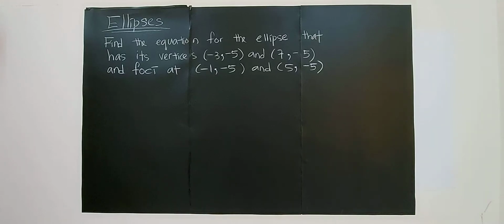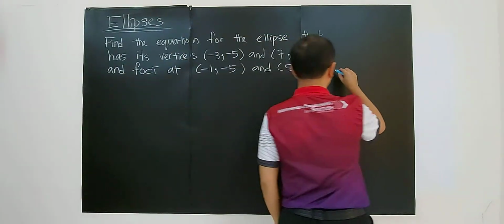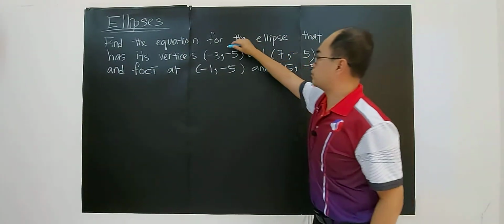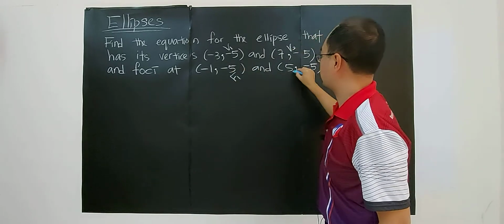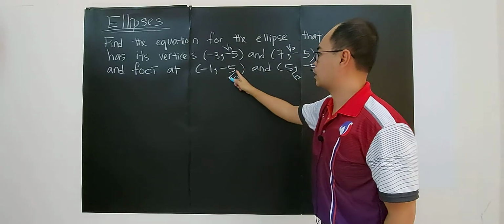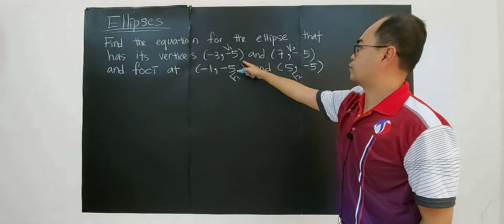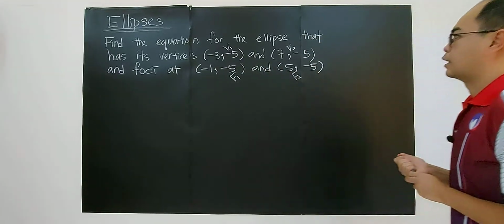Let's go on with this example. This is an example that involves finding the equation of an ellipse with the information given to you. They have given you the vertices and the foci, right? So I just write down V1 and V2, and this is F1 and F2, the two foci. Vertices. So we have all this information.